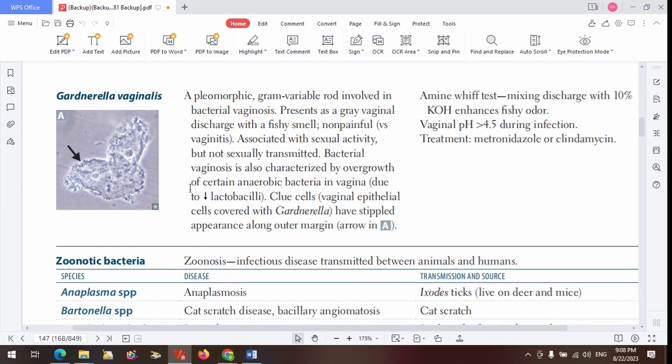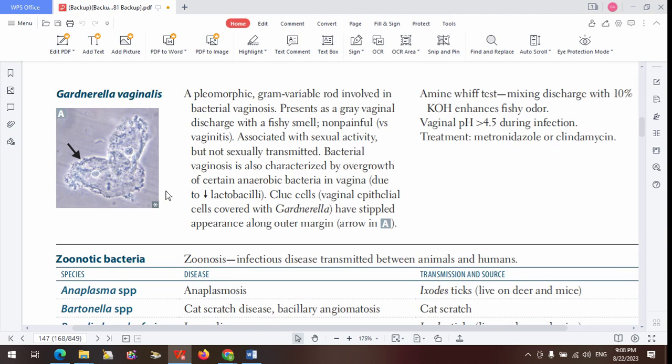Then, of course, if we do a wet mount of the, sorry, discharge. Dr. Babawale, sorry. You said anaerobic infections above the diaphragm is metro? Clinda. Okay, clinda. Below, metro.